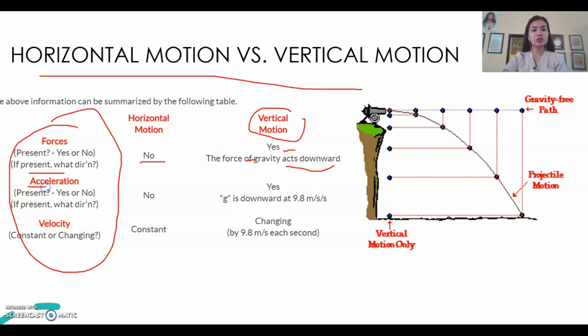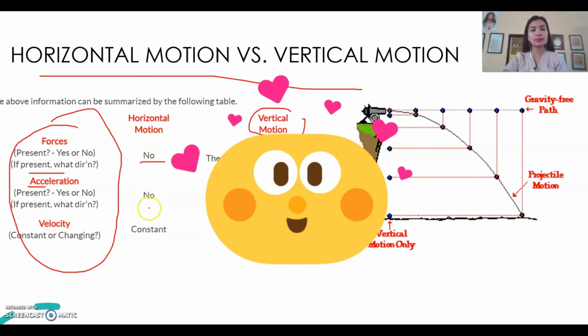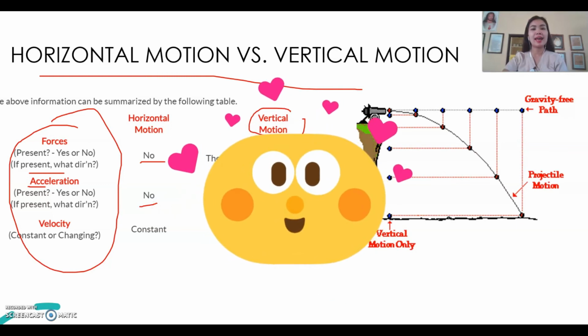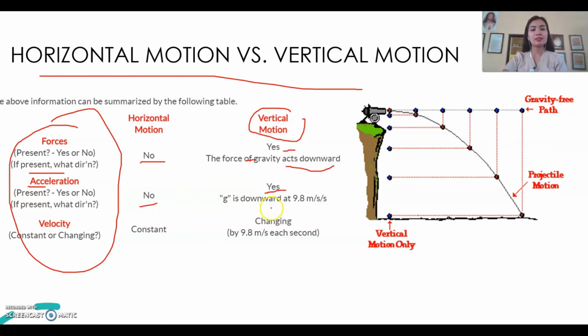How about acceleration? In horizontal motion, nag-accelerate ba? Of course, no. But in vertical motion, yes, it is accelerating. And gravity is downward at 9.81 meters per second squared, or 9.8 meters per second squared. It is downward acceleration. Pag sinabing velocity, is it constant or changing? Yes, very good. In horizontal motion, it is constant. Wala nag-usab. But in vertical motion, it is changing. Okay, changing by what? 9.8 meters per second each second.